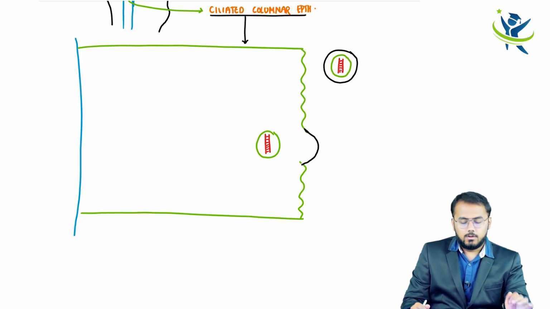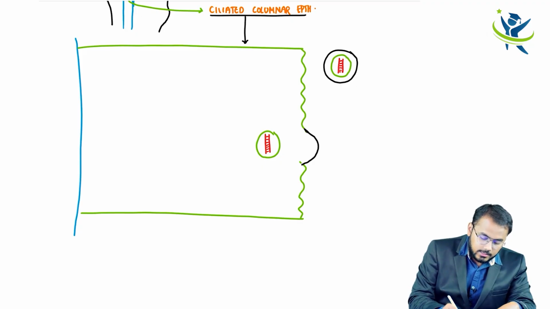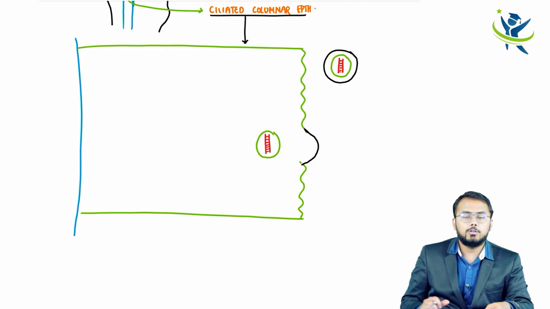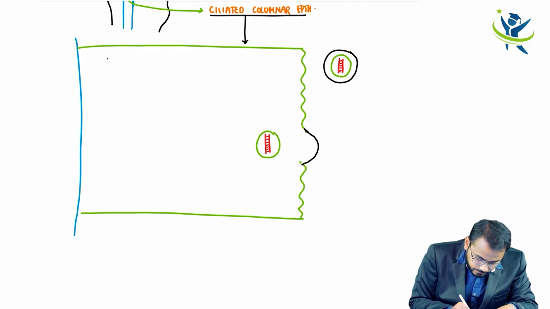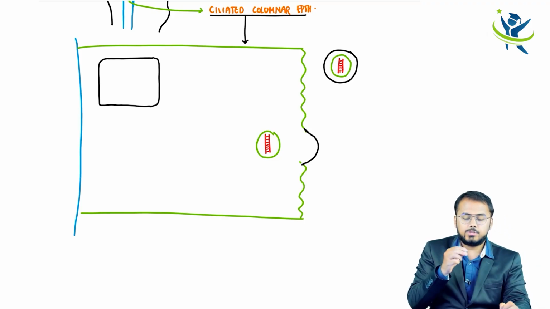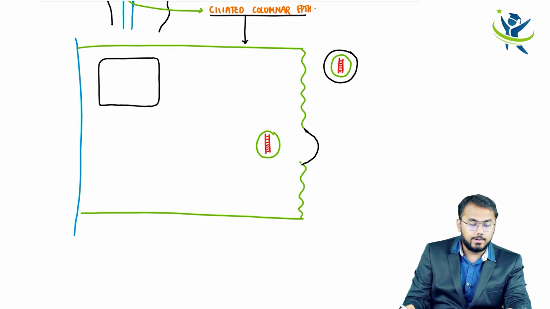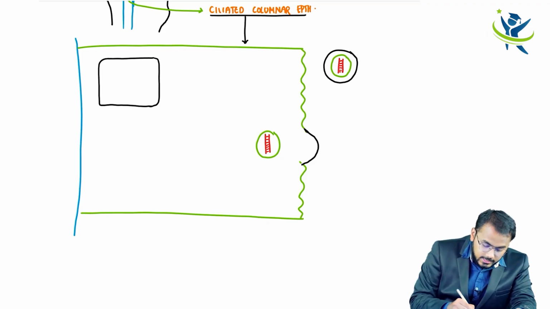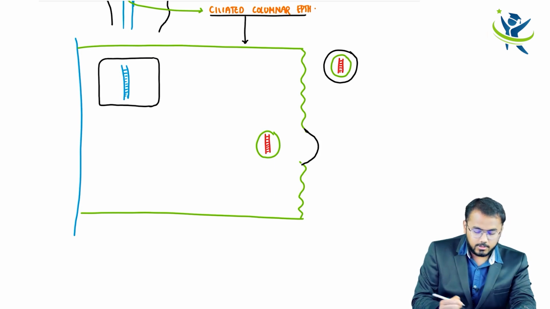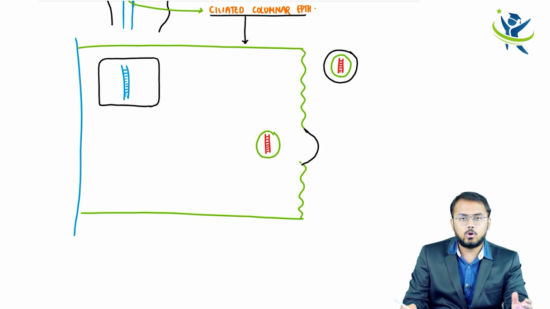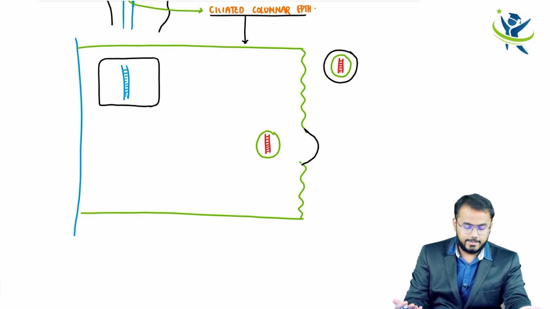Now what will happen? Inside the cell, you have a nucleus, right? Let us say this is the nucleus inside the cell. This black line which I have drawn is the nuclear membrane, okay? Within the nucleus you have the DNA. This is the DNA of your own body, the DNA of the ciliated columnar epithelial cells present in your own body.